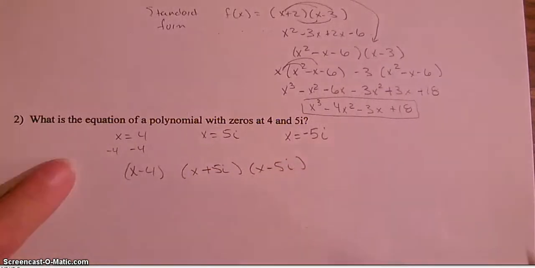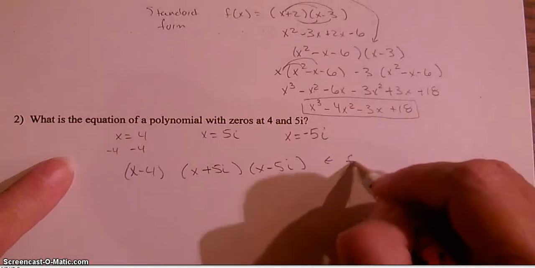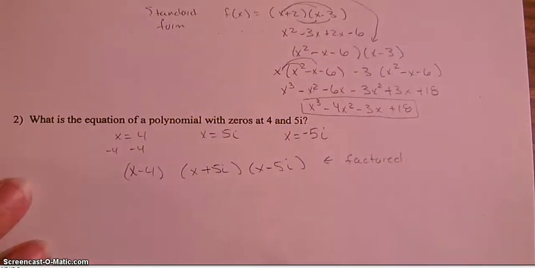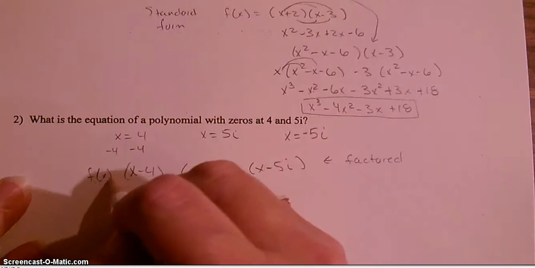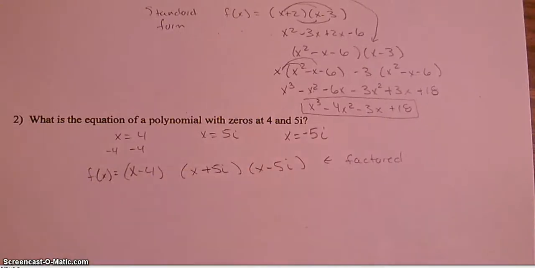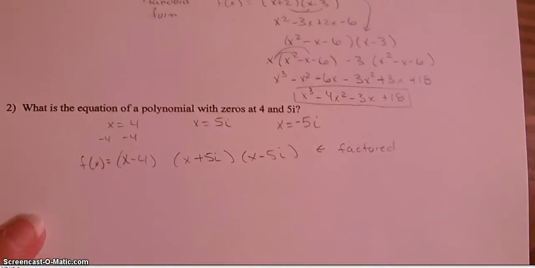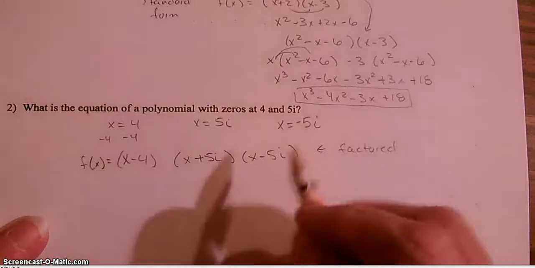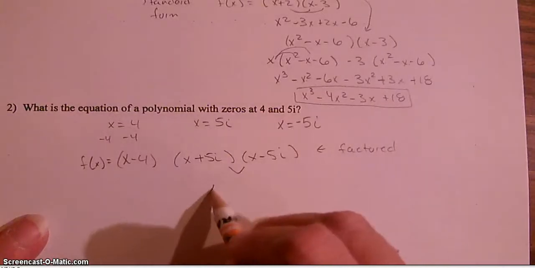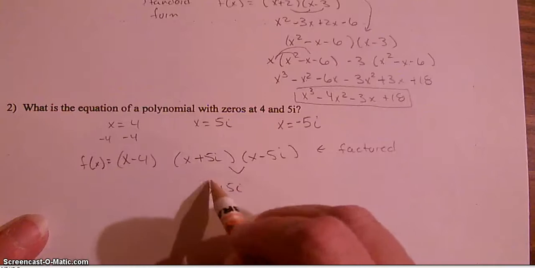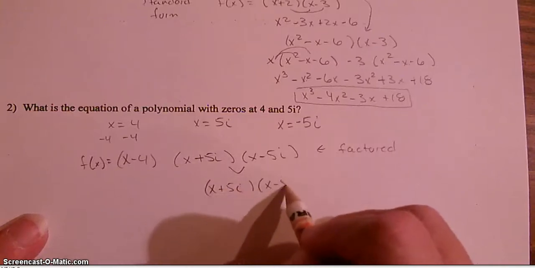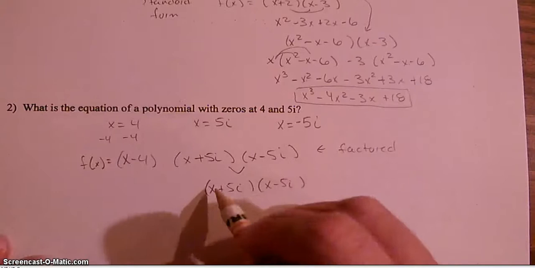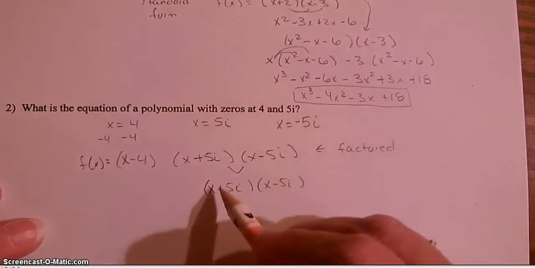Okay, so again, this is my factored form. This here is in factored form. And then we're going to multiply to get standard form. So let's make my polynomial equal that. And let's make things easy on ourselves, and let's multiply the complex numbers first. So let's bring these down, multiply this out. Okay, so let's multiply the complex factors out.